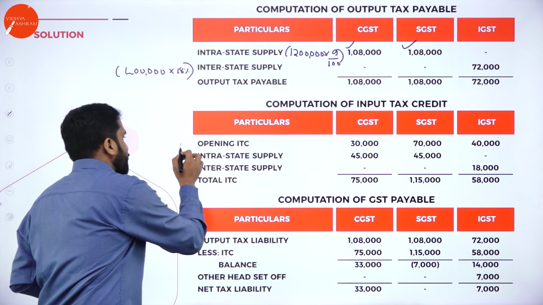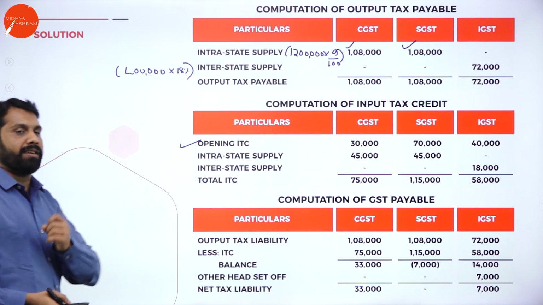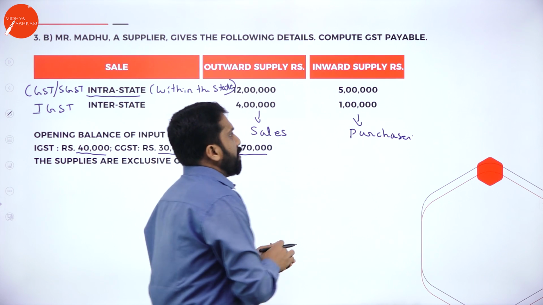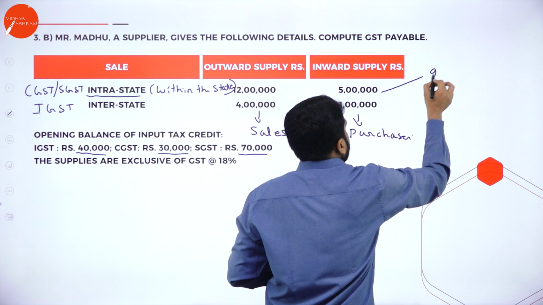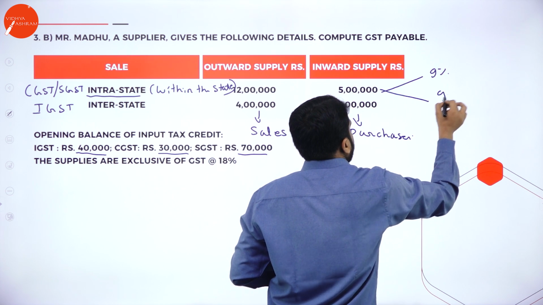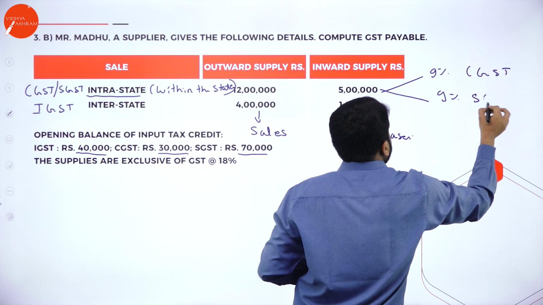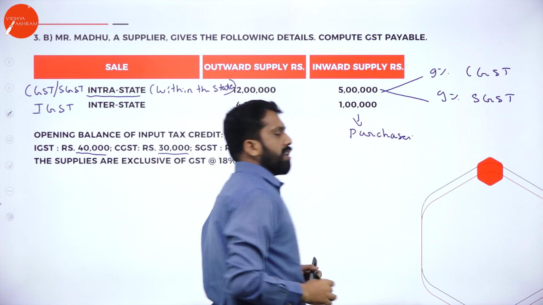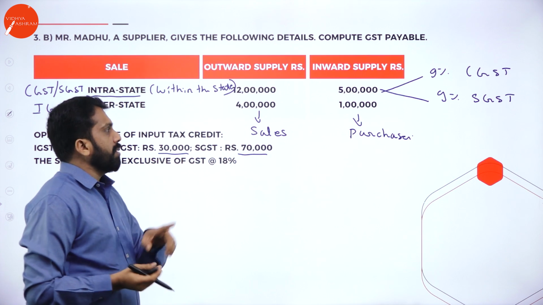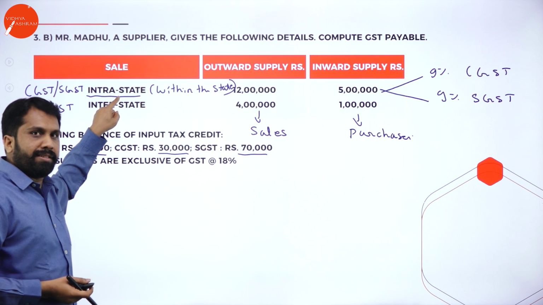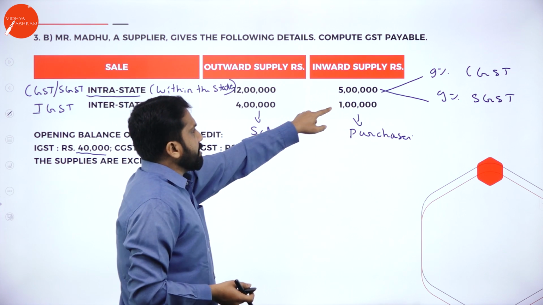Once if it is done, then again come back to your question. Yeah, you have 5 lakh. For 5 lakh, 9% and 9%. This is CGST. This is SGST. Why is it CGST and SGST? Because it is intrastate. Clear? Yes.